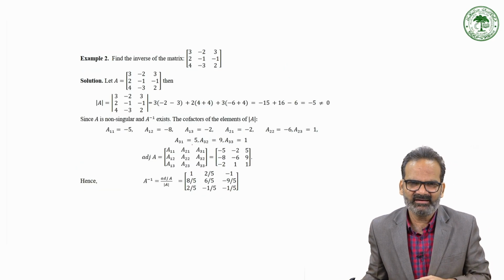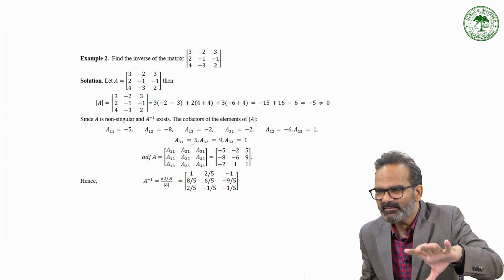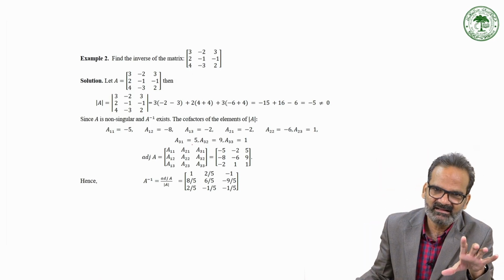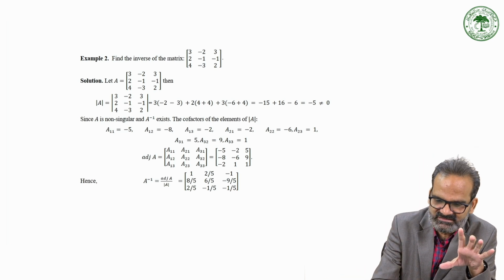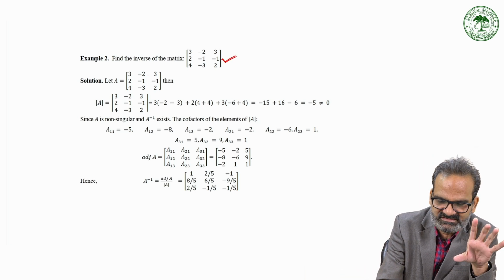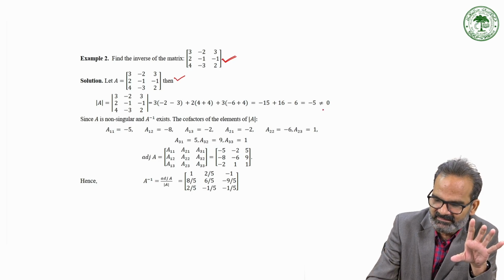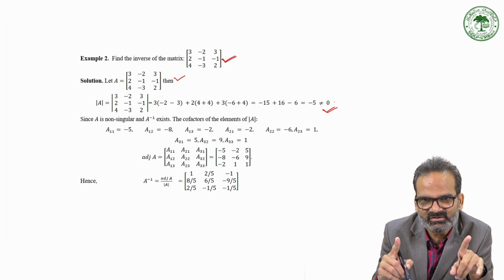Find the inverse of a matrix. This I will leave for you as an exercise, because we will use the same approach as we used in the last case, the matrix of order 2. The difference is that this is a matrix of order 3. The first step is to write down its determinant and simplify it. The determinant is coming out to be -5. It means the matrix is non-singular. Therefore, its inverse will exist.